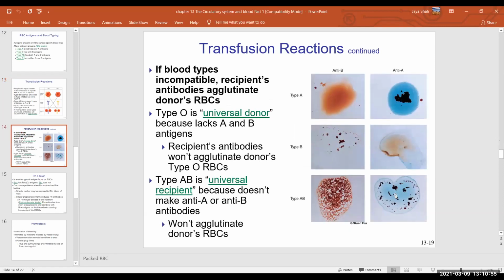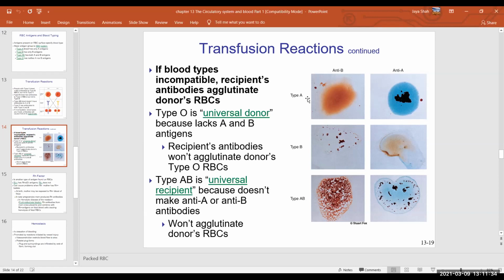So let's see here. This is the transfusion reaction. If you are A blood group, which blood can you take during an emergency? Let's say there is a vehicle accident, you lost a lot of blood, came to the emergency room, and now you need transfusion of blood. So which blood group do you want and why? Okay, so let's see, these are anti-B antibodies and these are anti-A antibodies. And here are the blood type A, type B, and type AB blood.